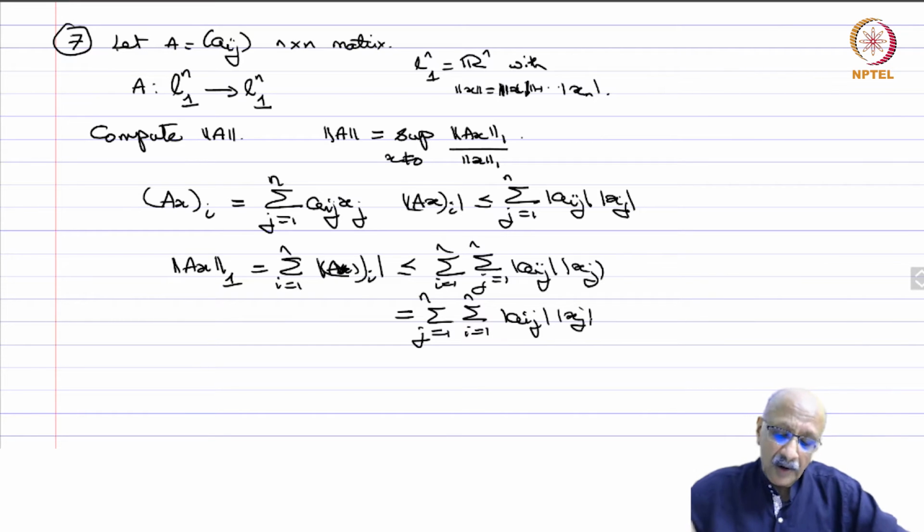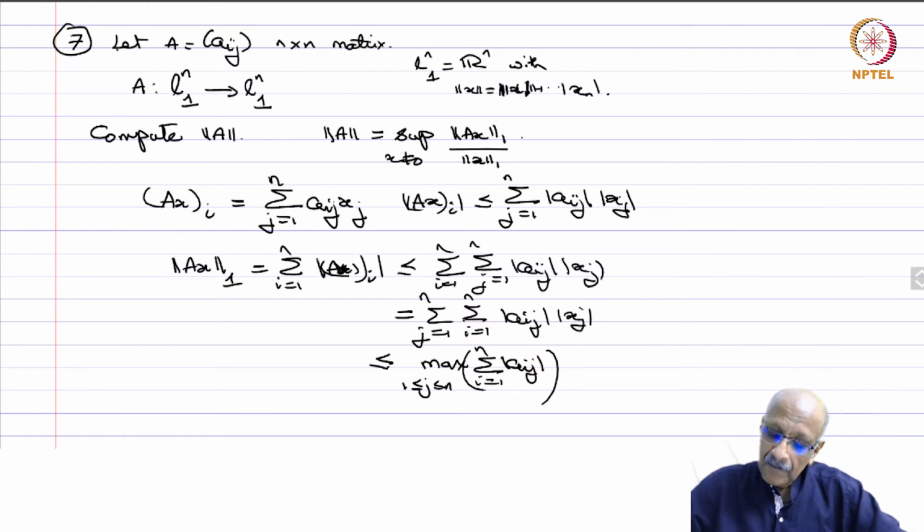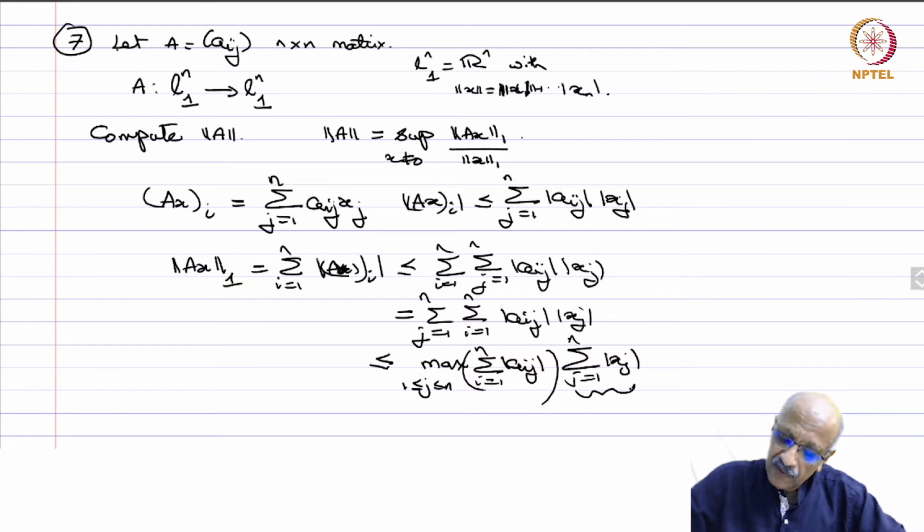So, I want norm x 1 to be precipitated out. So, I will write this as less than or equal to the max over 1 less than or equal to j less than or equal to n of the sum over i equals 1 to n of mod a_ij, the biggest of these numbers, into the sum over j equals 1 to n of mod x_j, and this is nothing but norm x 1.